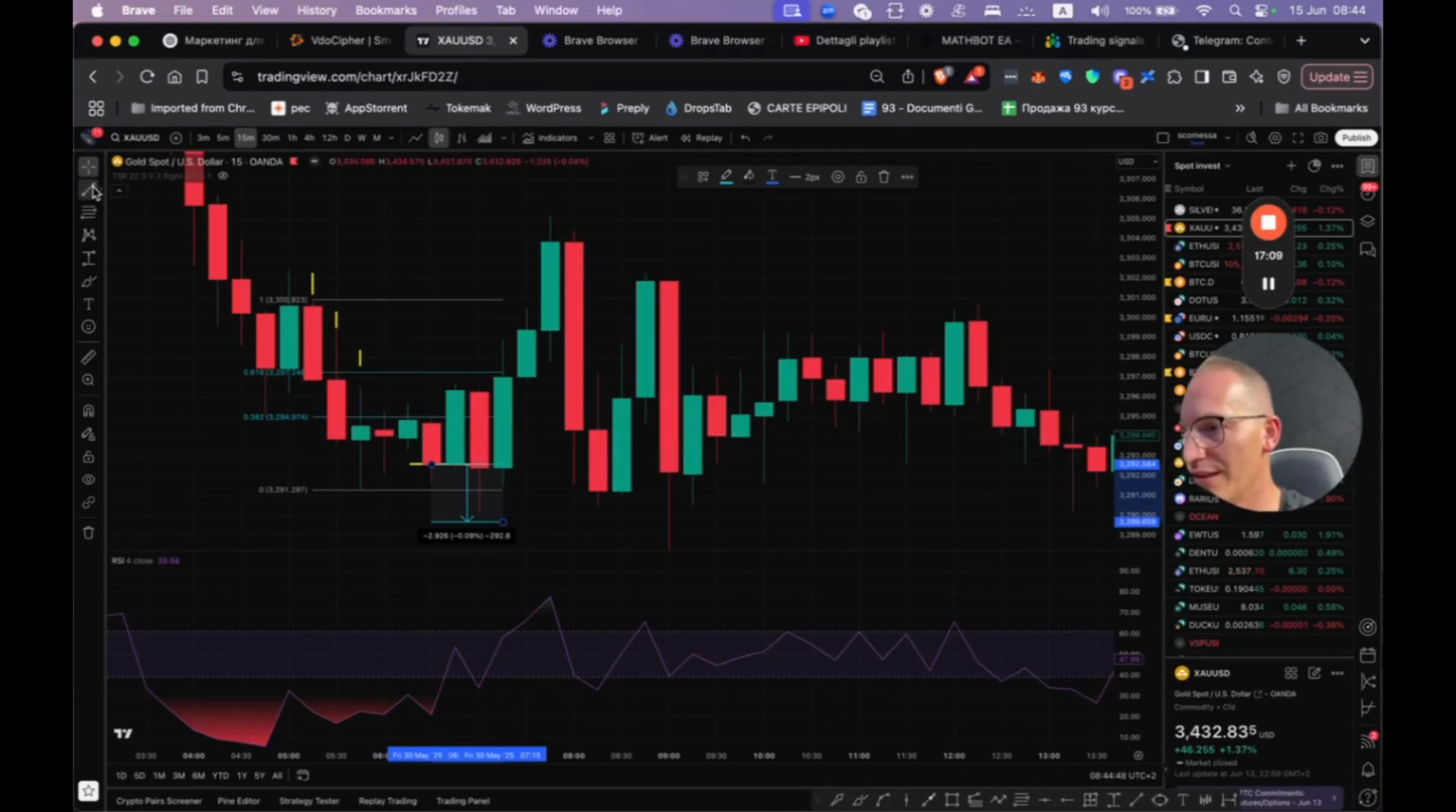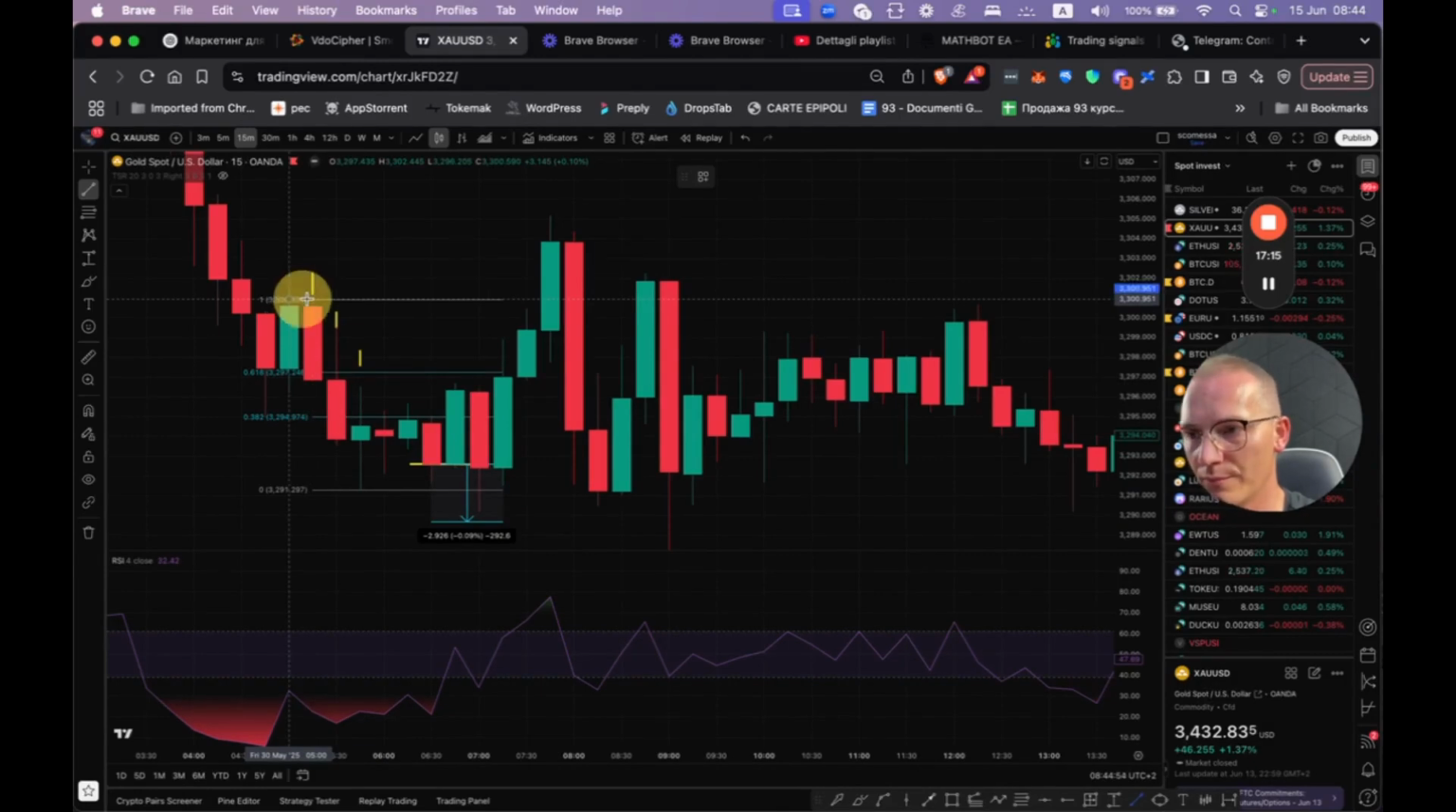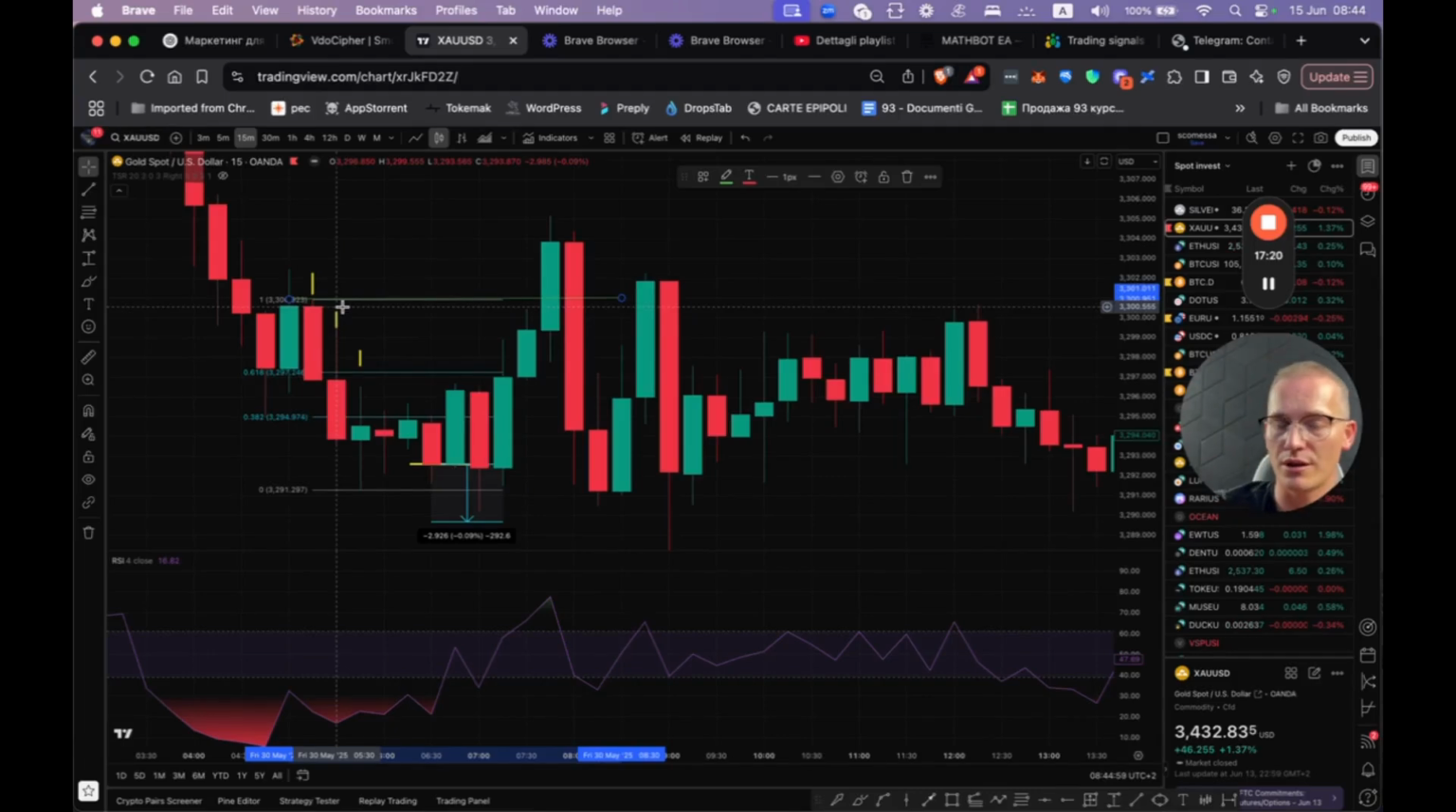We set the stop loss at the point where the impulse started. Here's the impulse right here. Yes, the stop loss will be at this level. Those who are used to working with a 1-to-3 or 1-to-2 ratio will say this is nonsense and so on. Well, I don't want to insist on anything for now. So here we have our stop loss set.